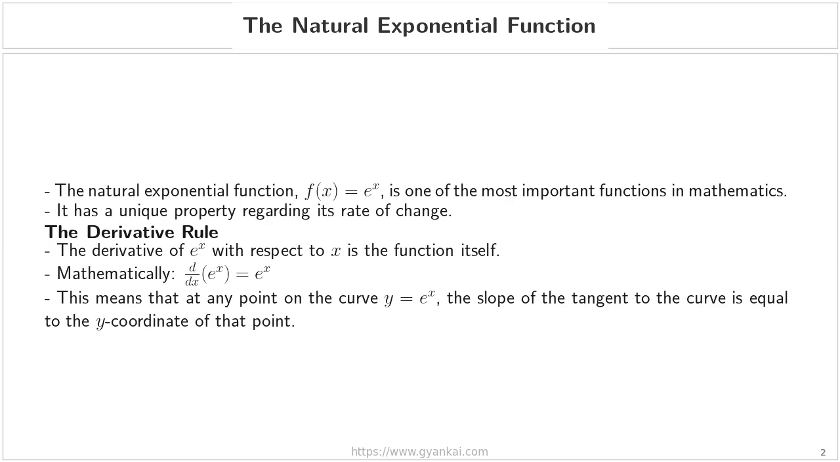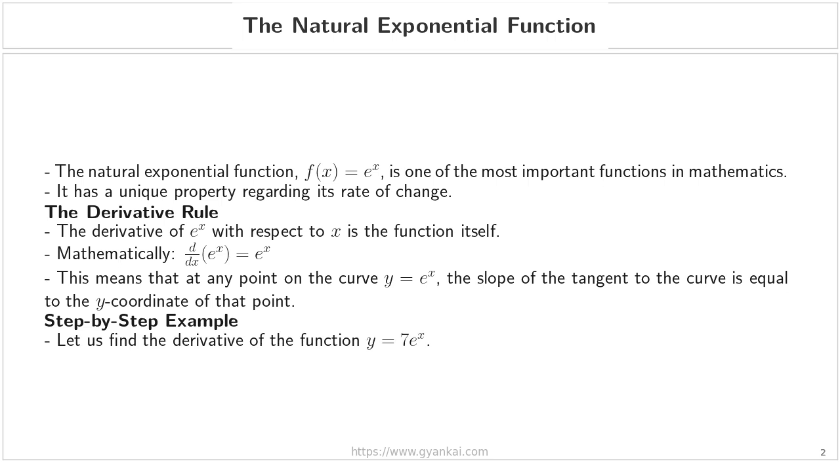Let us look at the derivative rule. The derivative of e to the power x with respect to x is simply the function itself. Mathematically, we express this as d dx of e to the power x equals e to the power x. To understand this geometrically, it means that at any point on the curve y equals e to the power x, the slope of the tangent to the curve is exactly equal to the y-coordinate of that point.